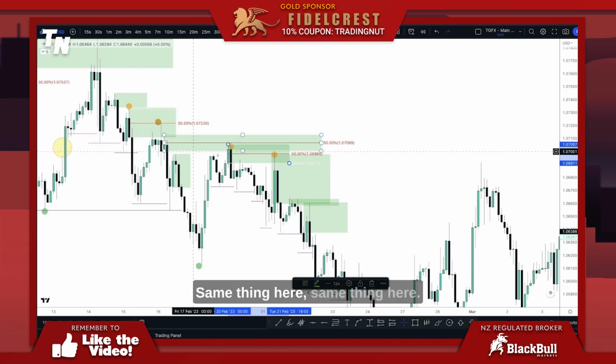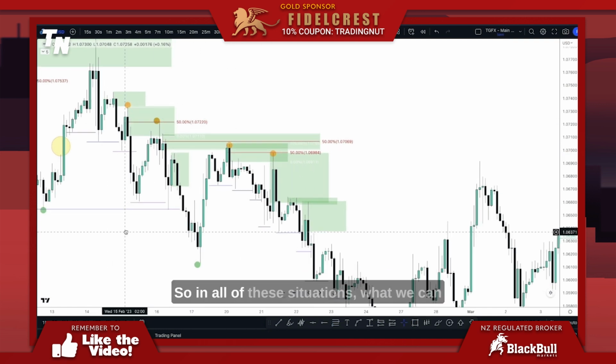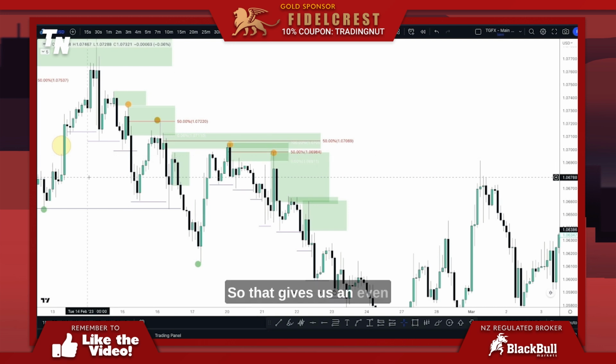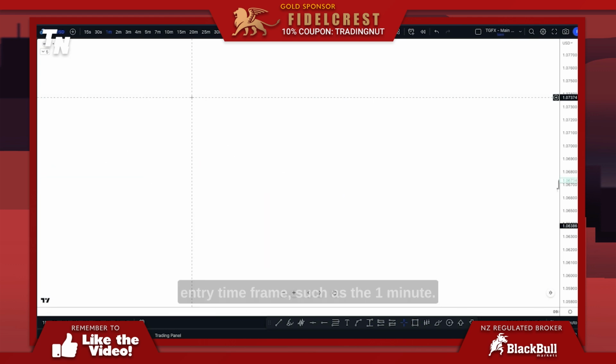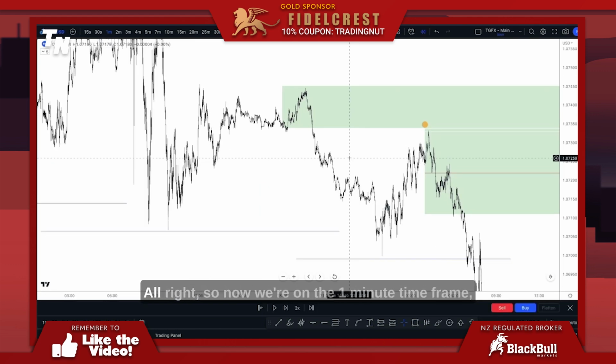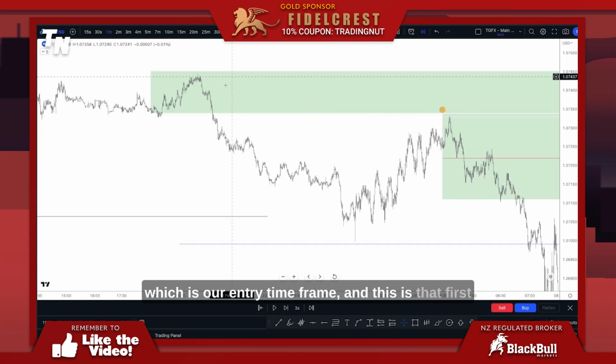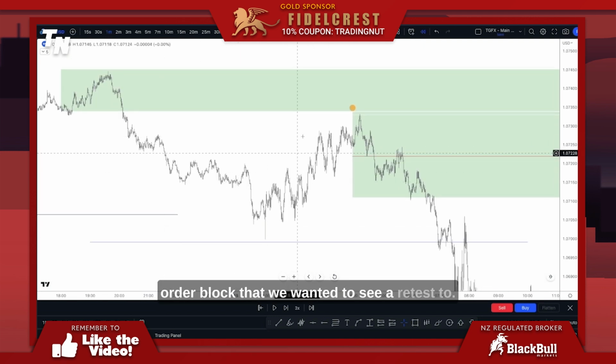Same thing here, same thing here. So in all of these situations, what we can see is that price actually retested the 50% area. So that gives us an even more refined point of interest. Let's go ahead and drop down to an entry time frame such as the 1 minute. All right, now we're on the 1 minute time frame, which is our entry time frame, and this is that first order block that we wanted to see a retest to.